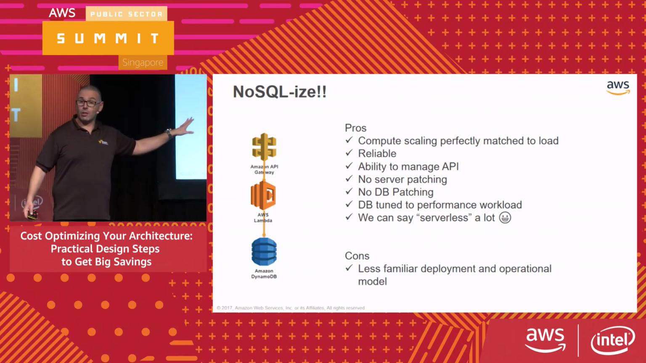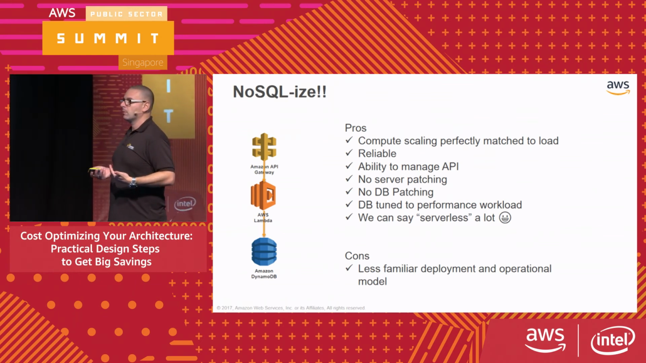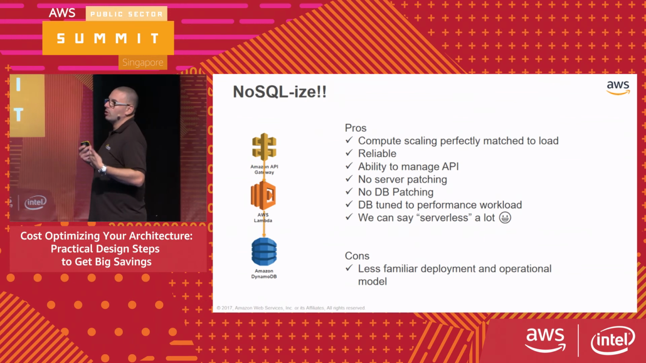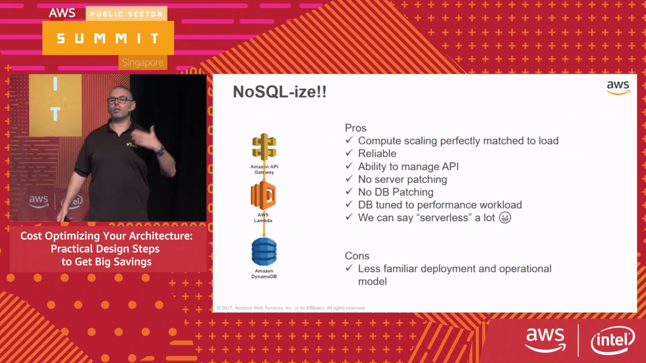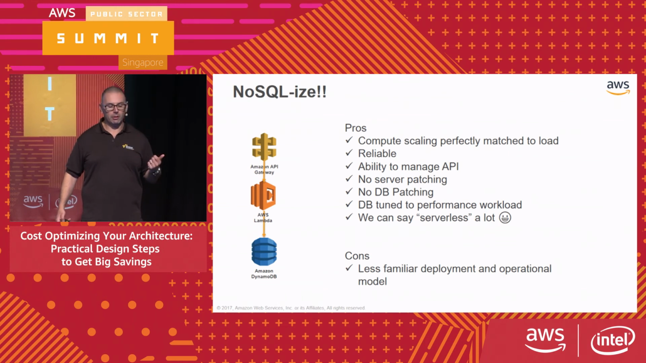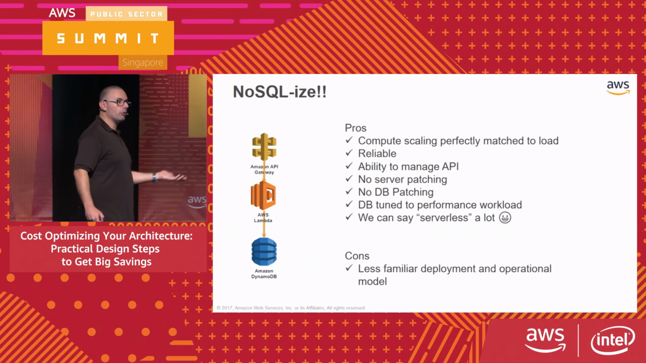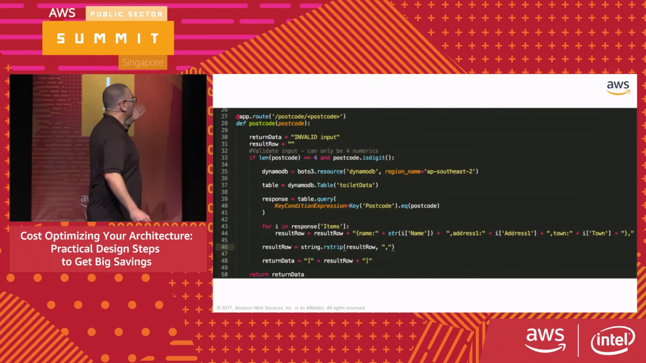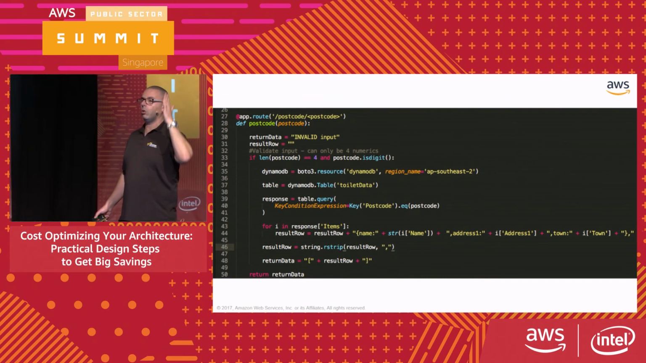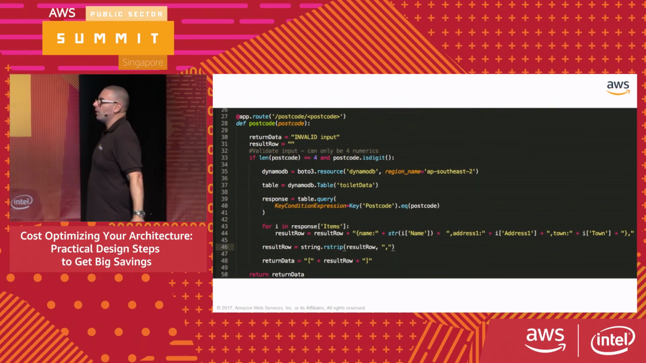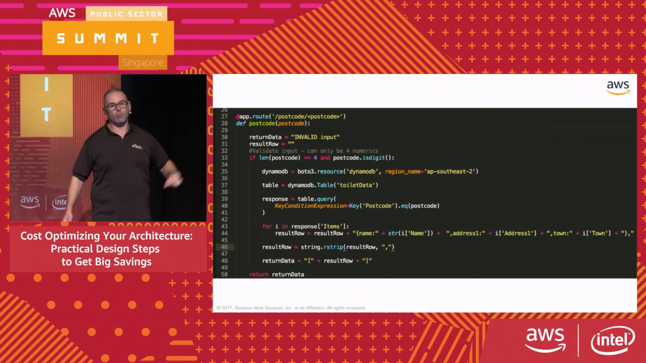But what is the downside? Well, it's a less familiar deployment and operational model. And that's where you need to look at uplifting your staff skills and your capabilities to be able to deploy in this way, because it gives you the option to do so many new things. Now, the code itself to do this is not complicated. Remember the code I showed you at the start? This is the code at the end. All I've done is replaced a call to a relational database with a call to a NoSQL database. All I've done is replaced some SQL with an API call to DynamoDB.